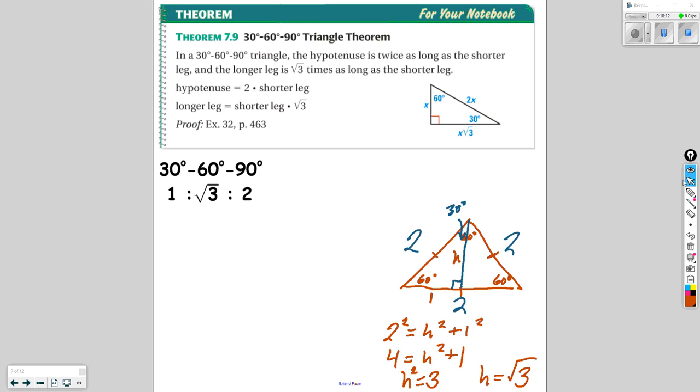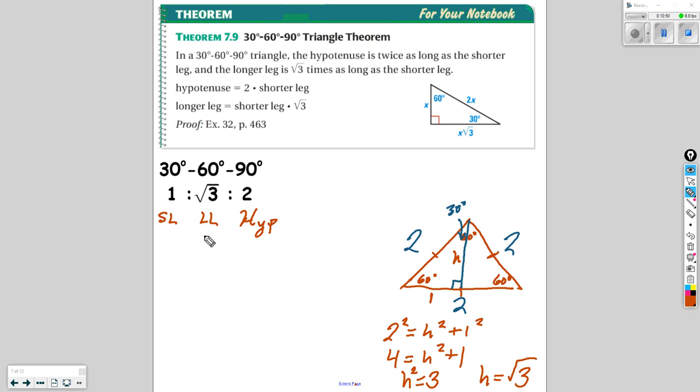So what those ratios are saying is across from that 30-degree angle, we have the short leg, which has that ratio of 1. And I'm just going to label that SL. And then across from the 60-degree angle, that is the longer leg. It's the longer side, and I'm just going to label that LL. And then obviously the longest side is always the hypotenuse, across from that 90-degree angle. And that has a ratio of 2. So if we start with the short leg, then this is going to be really easy. To get the long leg, we just multiply by root 3. To get the hypotenuse, we just multiply by 2.